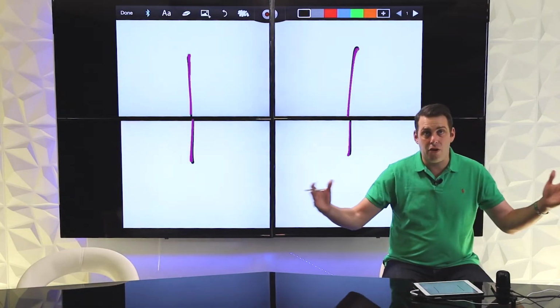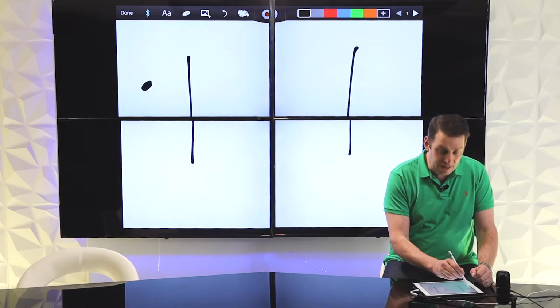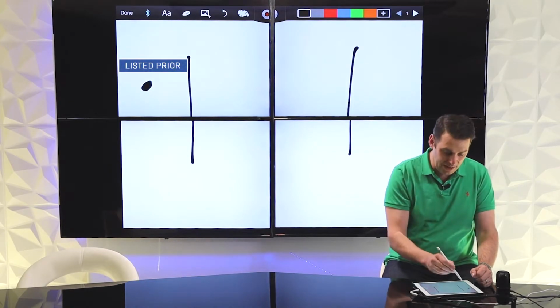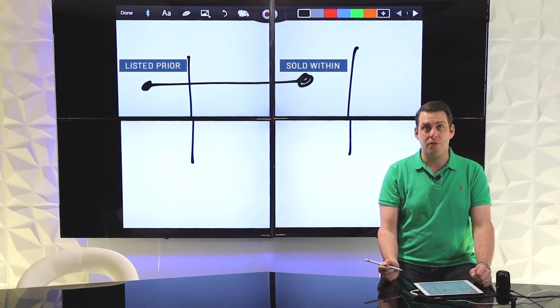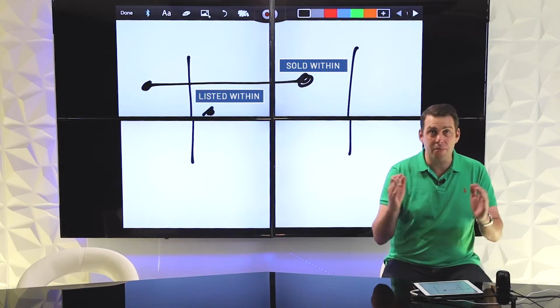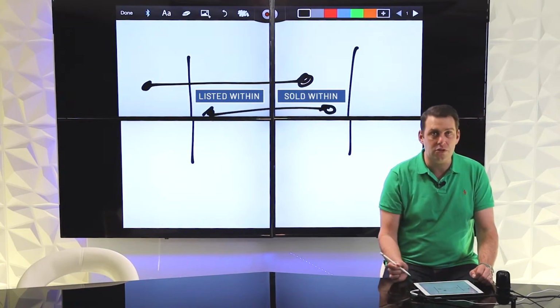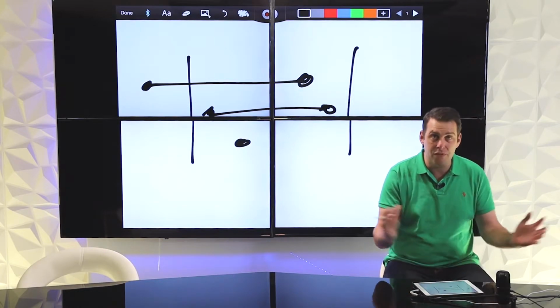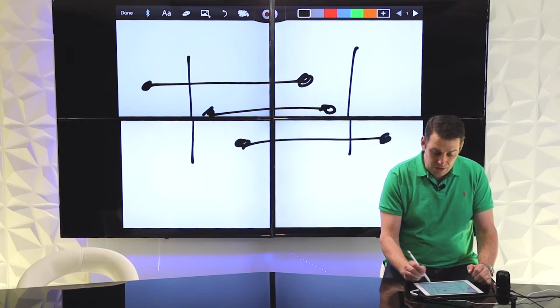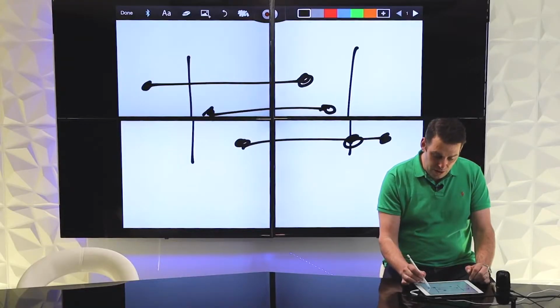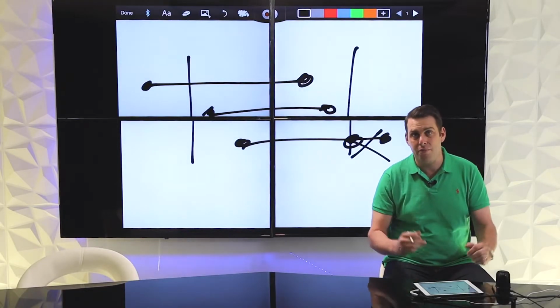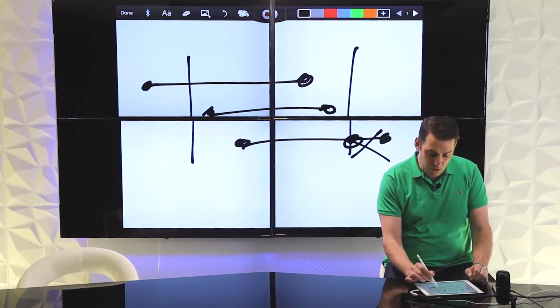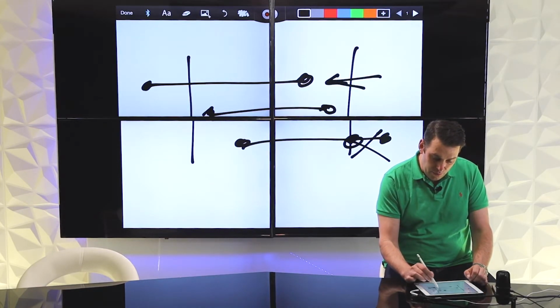So I'll make this example. This is a month-long period. We have properties that have been listed prior to the period beginning, and they have sold within. We've got properties that are listed within the month period, and they are also sold within. And we've also got other properties that are listed within the month period or even before, and they are not sold yet. They are still on the market. So when calculating the days on market figure for this suburb, this property is not considered. It is still on the market at the end of that month. We only look at these two properties.